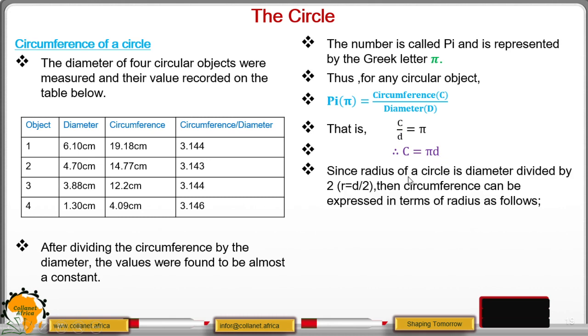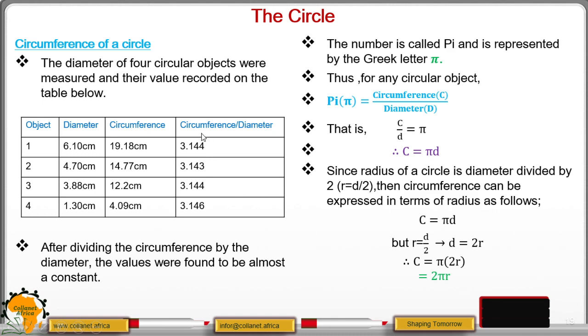We know that the diameter is twice the radius. So it implies that the radius is D, that is the diameter, divided by 2. So where we have the diameter, we can replace it with twice the radius. The circumference is pi d, but d is 2r. Therefore, the circumference will be 2 pi r. So you can use the circumference as pi d or 2 pi r, depending on the values that are given.